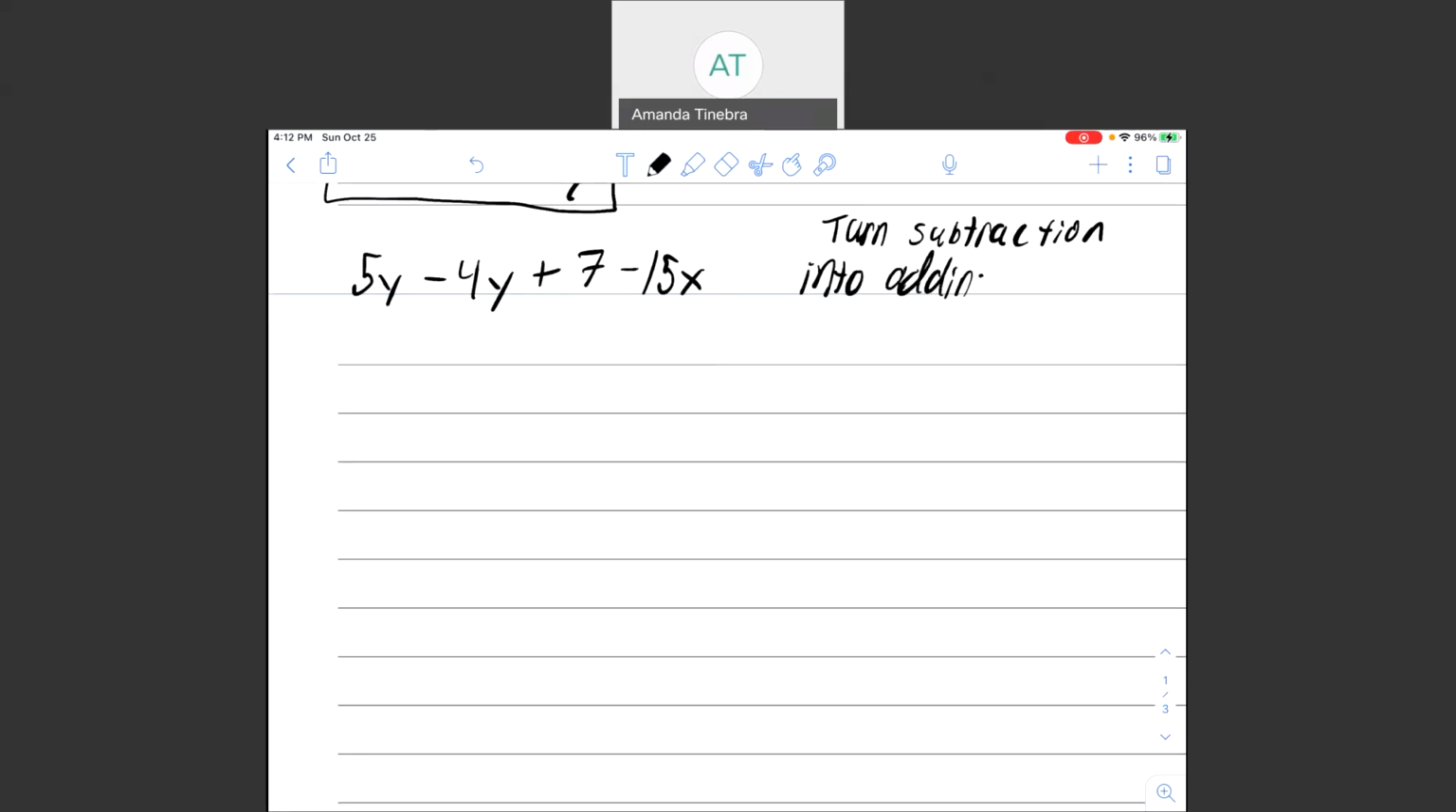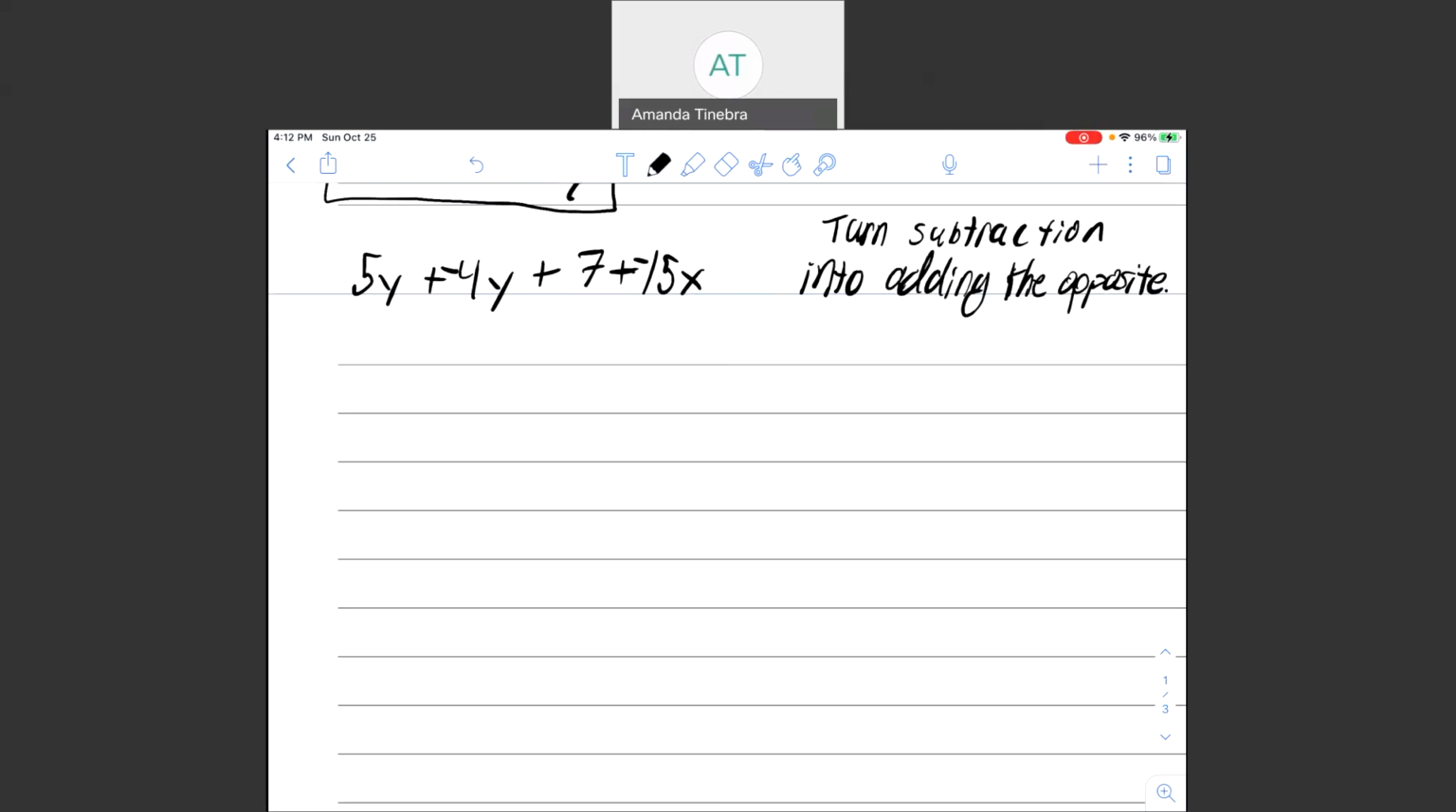The reason for that is we're going to have negative numbers, but it's also going to make it a lot easier to keep track of what's happening. If we turn everything into addition, so all our terms are being added, we no longer have to worry about what's being added and what's being subtracted. So instead of 5y minus 4y, I'm going to do 5y plus negative 4y. And then instead of 7 minus 15x, I'm going to do 7 plus negative 15x.